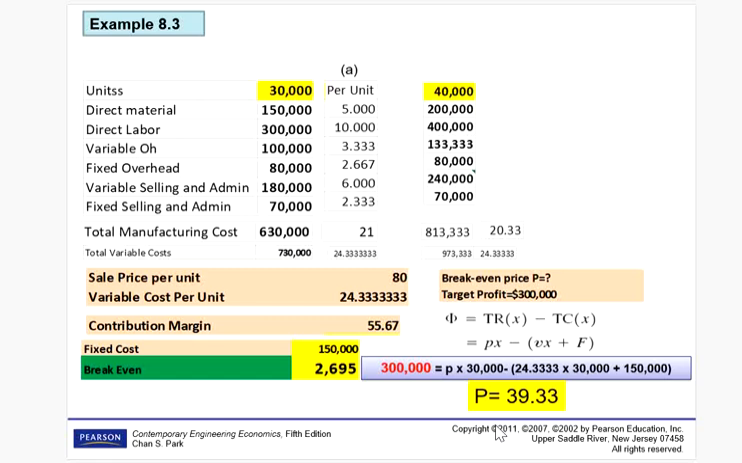Okay, now why do we need this one? Maybe for decision making. Remember, you are in the management of this company, and you get a request from some customer to reduce the price from 80 to something. They need a special price, not 80, and they want less than 80.